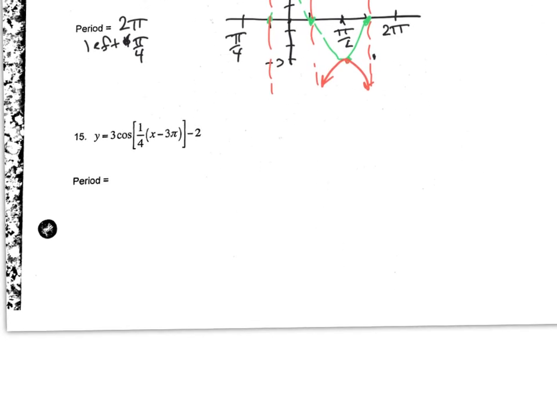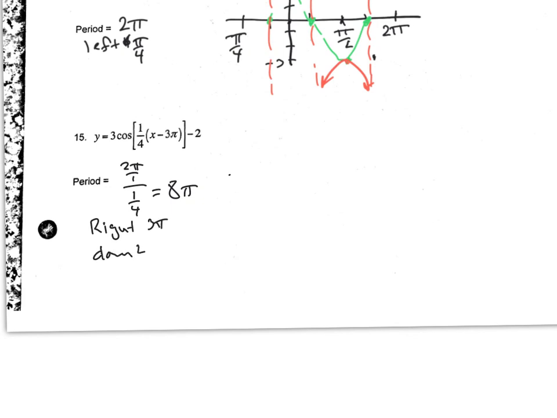And for the last one, our old friend cosine. The period is 2 pi over 1 over 1/4. So the period is 8 pi. We're going to also move this thing to the right 3 pi. So we have to go pretty far. We're also going to move this down 2, and we have an amplitude of 3. This is kind of a big graph, or could potentially be a big graph.